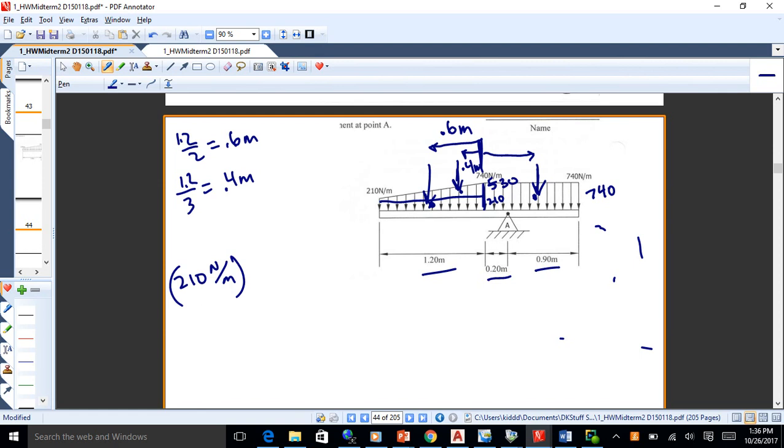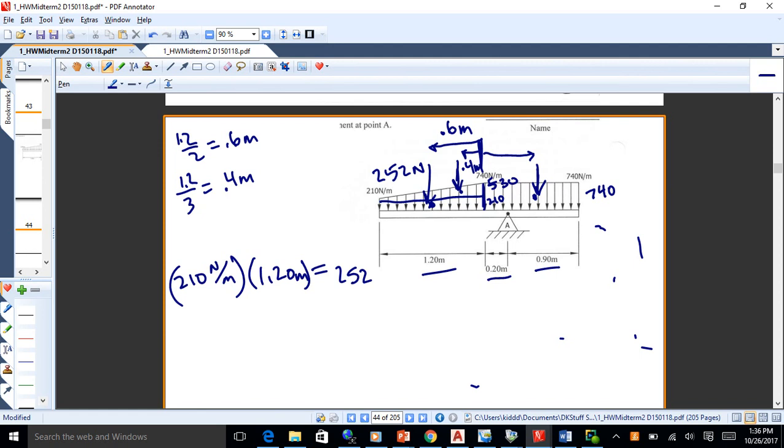All right, and then for instance, you've got 210 newtons per meter times 1.2 meters. So what you would get for that would be 252 newtons. Okay, so that's this value right here. It's 252 newtons.